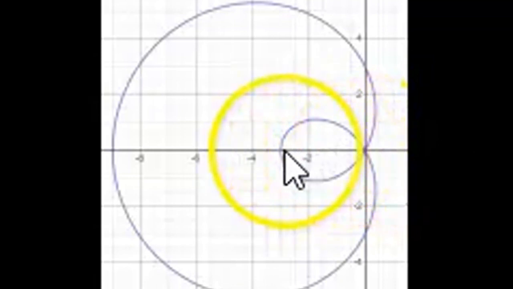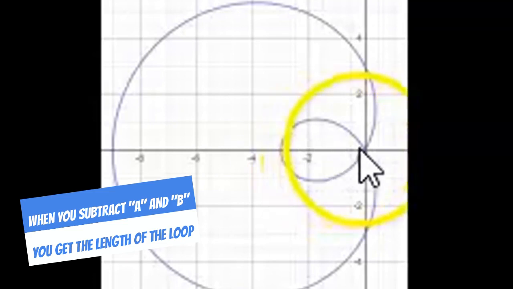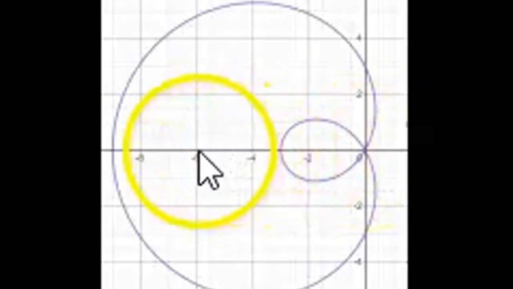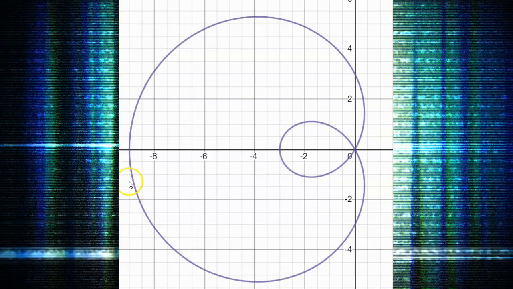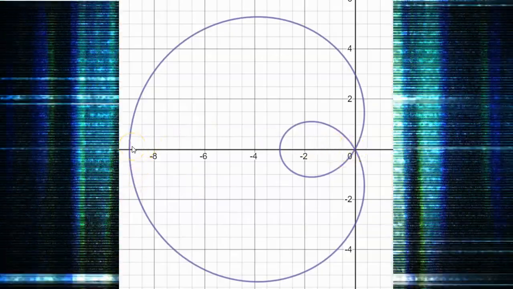If we took the difference, so if we subtracted that 6 and 3, we'd get 3, which is exactly how long this inner loop is. So basically, if you subtract the A and the B value, that will always tell you how big the inner loop is. For the longest part of our graph, if we added those values, the 3 and the 6, we get 9. And notice that this one goes all the way out to 9 on the graph. Remember that for this function, we were doing 3 minus 6, which meant that we're pointing towards the negative direction.